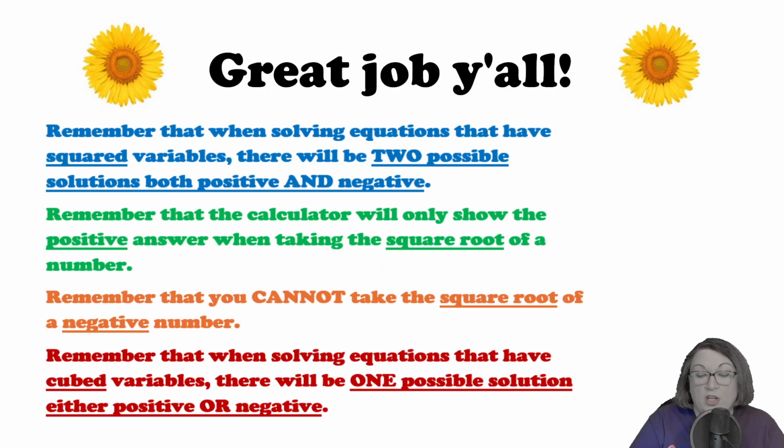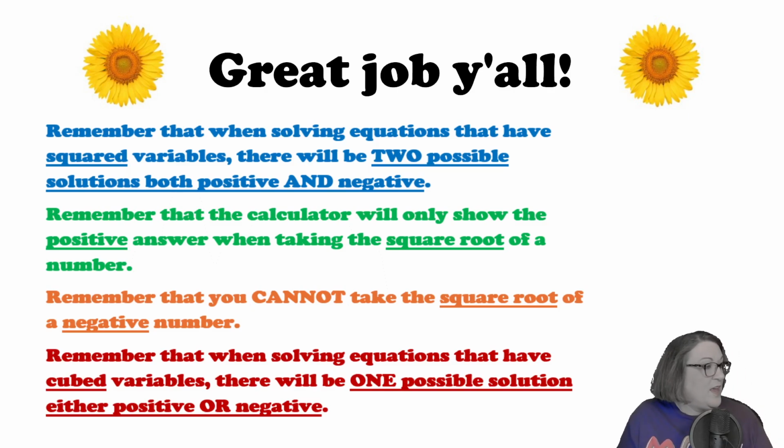And remember that when you are solving equations that have cubed variables, there will only be one solution, and that solution may be positive or may be negative, depending on what's underneath that cube root symbol. If you're trying to take the cube root of a positive number, you'll have a positive answer. If you're trying to take the cube root of a negative number, you'll have a negative answer. So that concludes our lesson for today. So study hard, and you'll do well on solving these equations with squared and cubed variables.